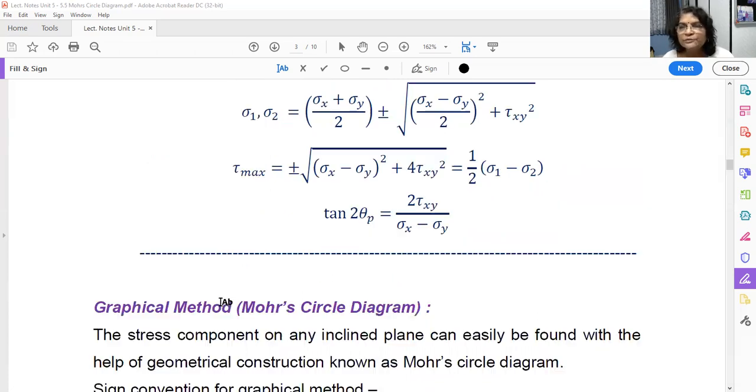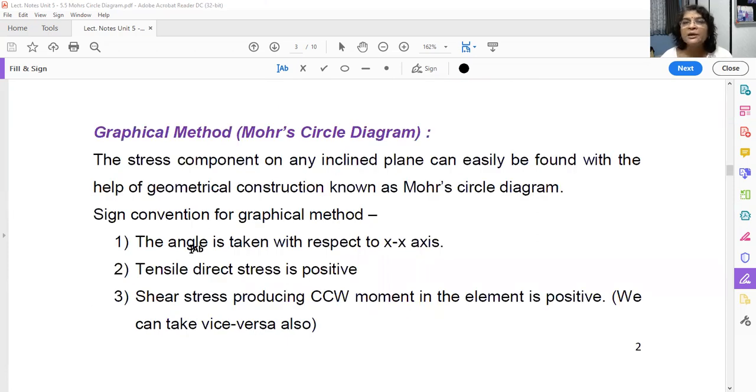Today we are going to study a graphical method, that is the Mohr's circle diagram. We can easily find all the stresses using this Mohr's circle. What is the sign convention? The angle is taken with respect to the x axis, tensile direct stress is positive, and shear stress producing counterclockwise movement in the element is positive. But this is not a hard and fast rule; you can assume vice versa also.